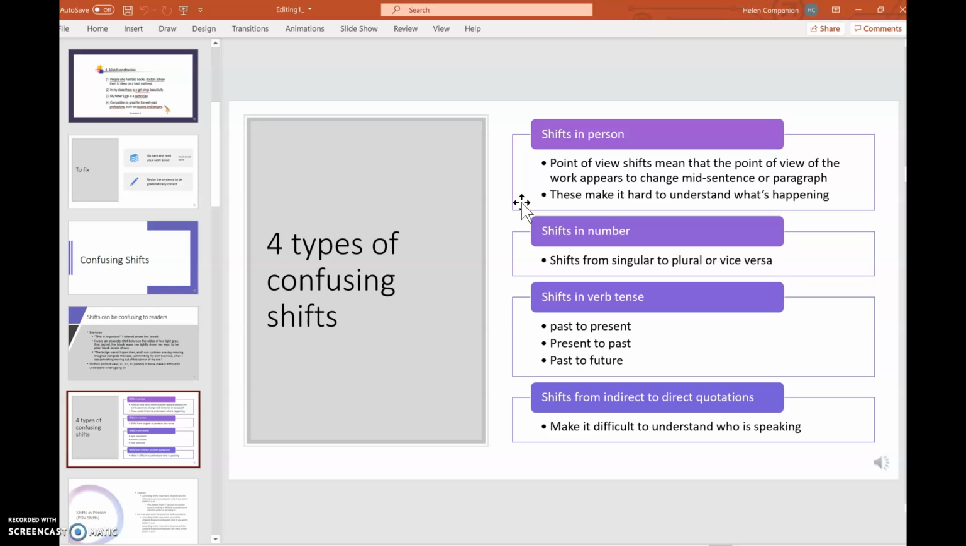Third, shifts in verb tense, so past to present, present to past, past to future, future to past, future to present, any combination of 2 tenses like that. They can make it difficult to understand when the action is happening, which can disorient the reader. And fourth, shifts from indirect to direct quotations. We're not using research, so that doesn't happen as much here, but it does cause confusion when it happens, and I wanted you to be aware of it.